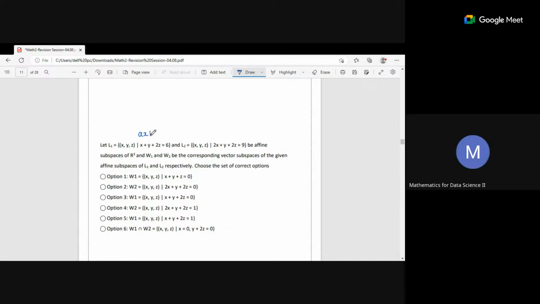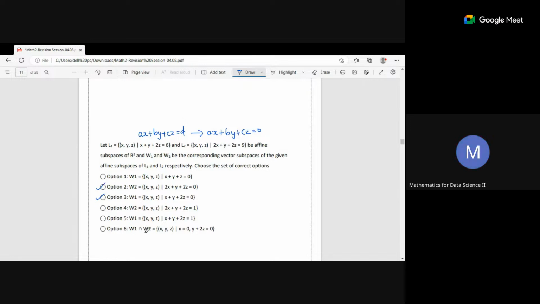I told you that they are of this form, ax plus by plus cz equal to d. Then what is the corresponding subspace? ax plus by plus cz is equal to 0. Right? So now for L1, what is the corresponding subspace? Option 3. Okay. Same way for L2, what is the corresponding subspace? Option 2. Okay. And what about this one?